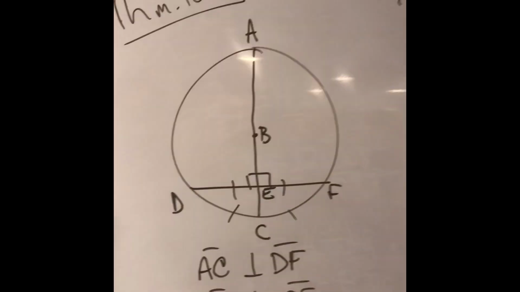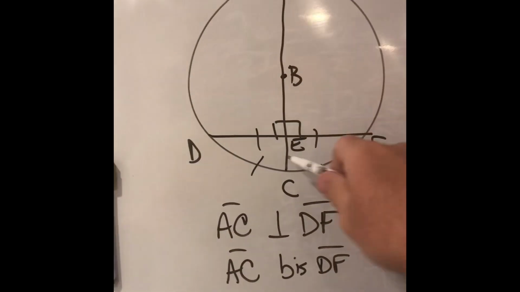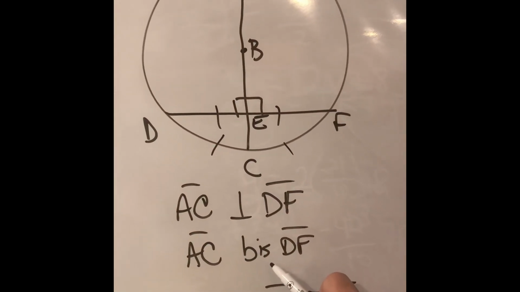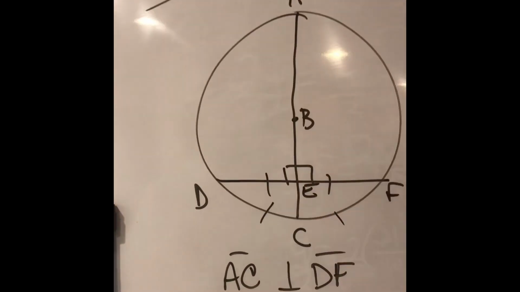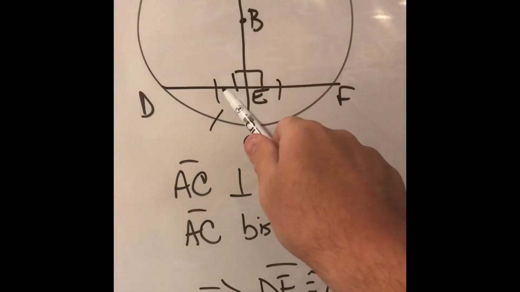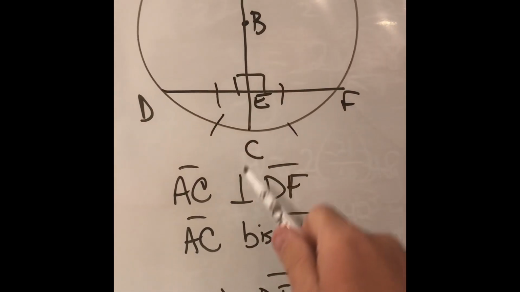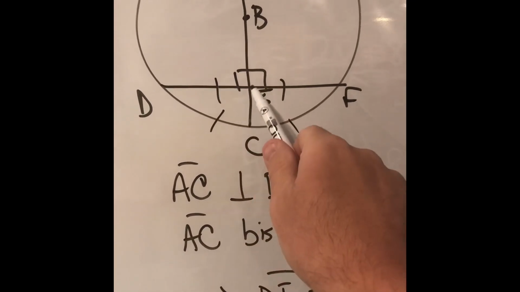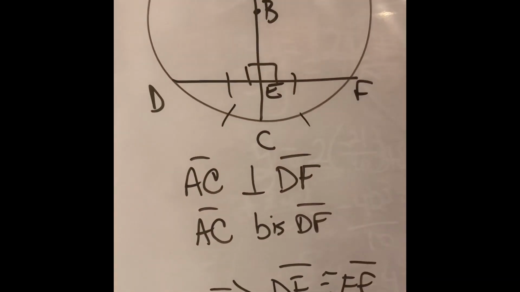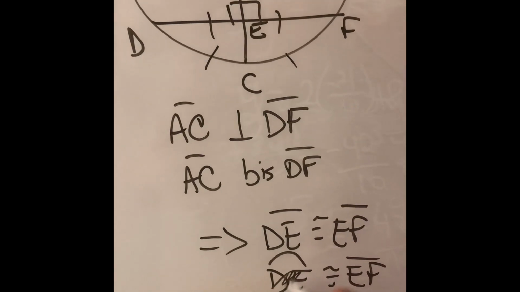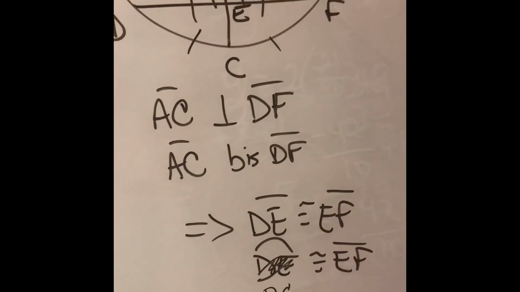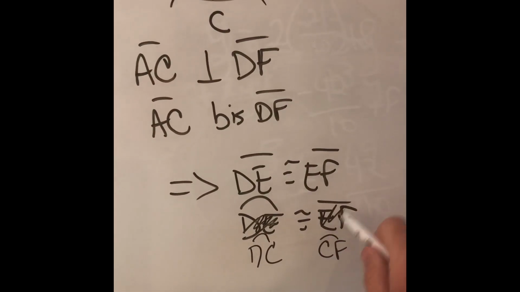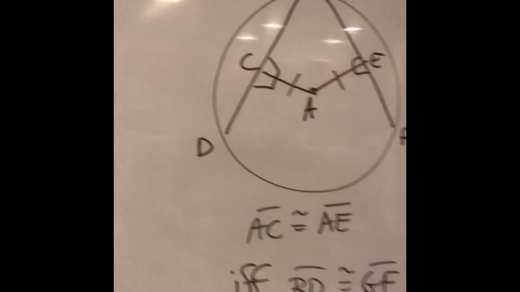For 10.5, if you have a diameter and it's cutting a chord in half and it's perpendicular to the chord, perpendicular and bisects the chord, then what happens is it makes the chord into 2 equal parts. It also makes the arc of the same name into 2 equal parts. So I have DE and EF segments congruent, and I also have, this shouldn't say DE, this should say DC and CF arcs should be congruent.